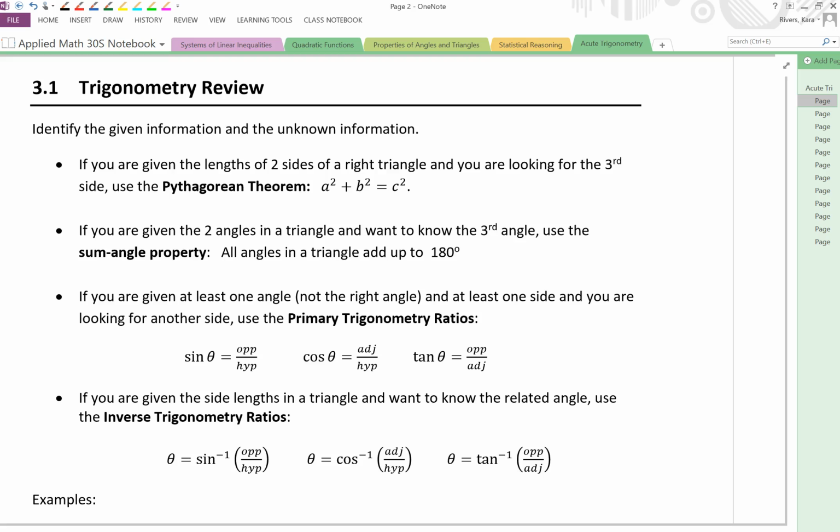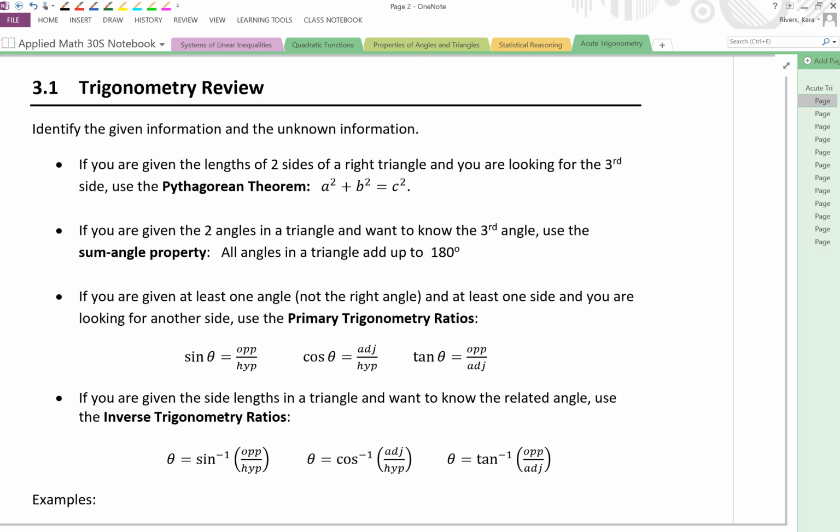In this lesson, we're going to review your grade 10 trigonometry. That means we're looking at Pythagoras, we're looking at the sum angle property, and we're looking at your primary trig ratios, and then the inverse trig ratios as well. So what do I mean by all this? Let's have a quick review here.